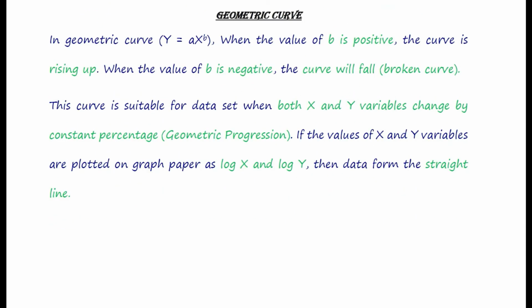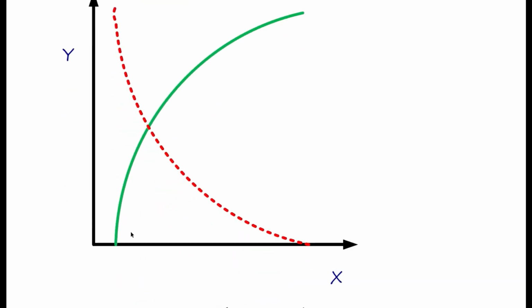Now we move towards the geometric curve. In geometric curve, if the value of b is positive, the curve rises upward, and if the value of b is negative, the curve falls downward. We can see this from the graph. In case of b positive, the curve goes upward, and in case of b negative, the curve falls downward.